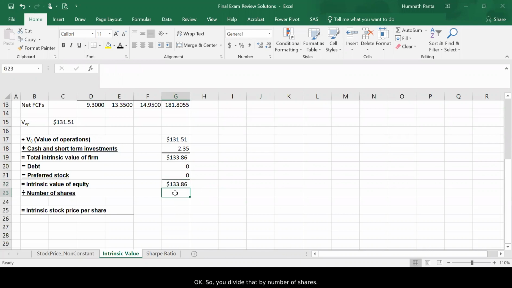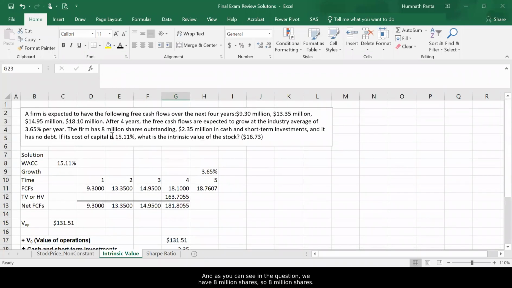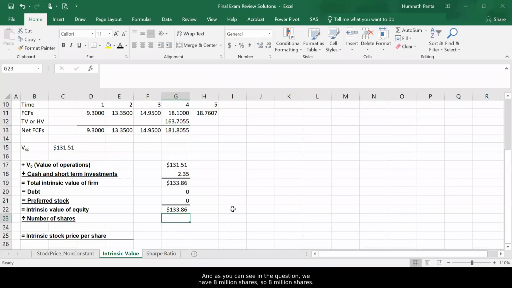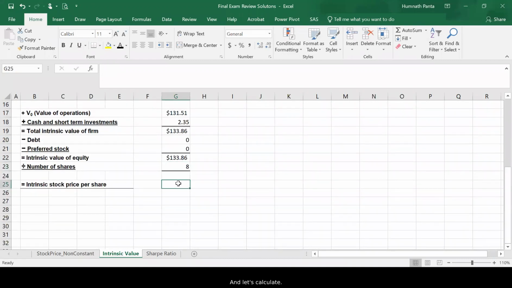Okay, so you divide that by the number of shares, and as you can see in the question, we have 8 million shares. Remember, everything is in millions in this question. So I'm going to use that information, and let's calculate. Now we have total equity value. You divide by the number of shares. That's going to give you the stock price. This is the intrinsic value of the stock price.